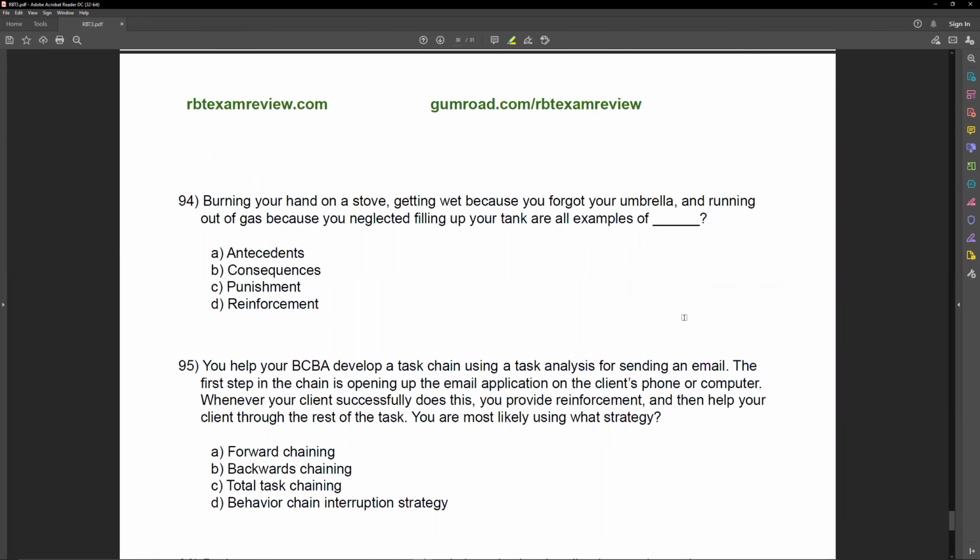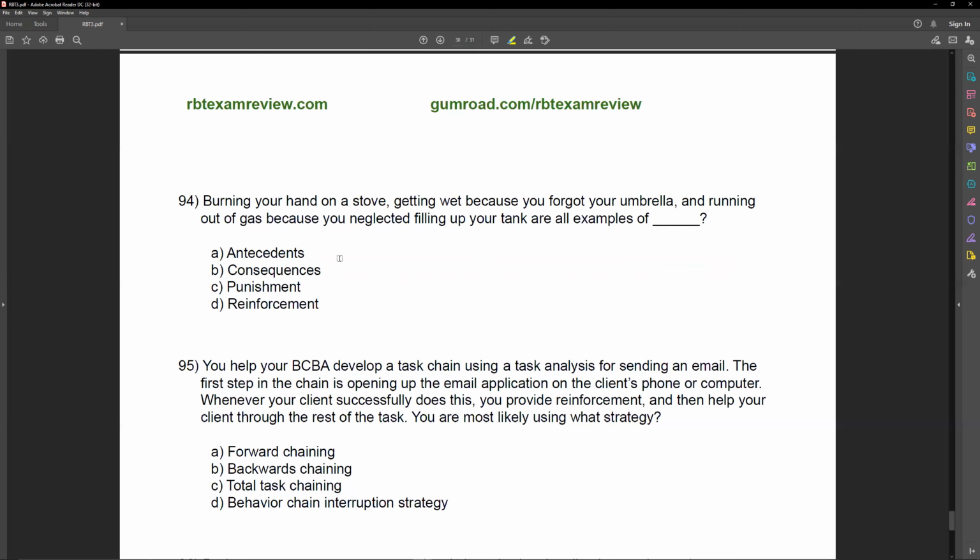94, burning your hand on a stove, getting wet because you forgot your umbrella, and running out of gas because you neglected filling up your tank are all examples of what? Okay, be careful here, right? Our first instinct is that these things are bad, right? Obviously, burning your hand on a stove is bad. Getting wet is not preferable, and running out of gas is definitely not preferable, okay? So we're thinking in our heads, what could these be examples of, okay?